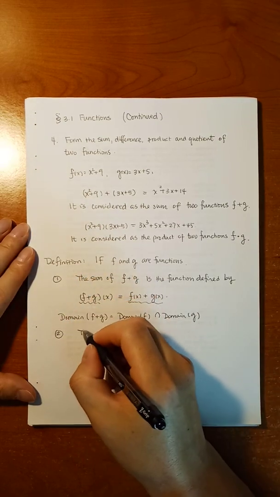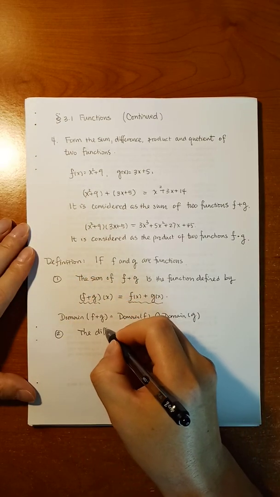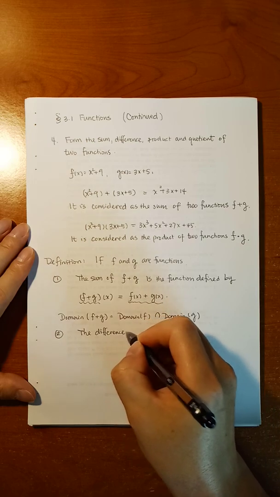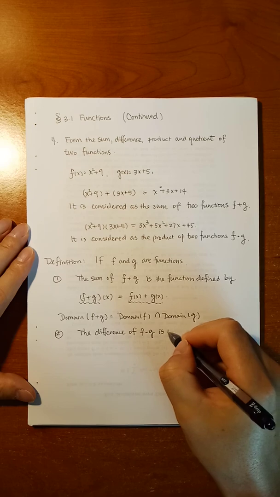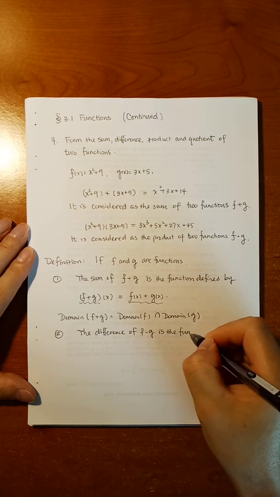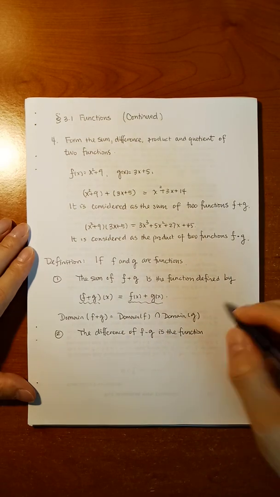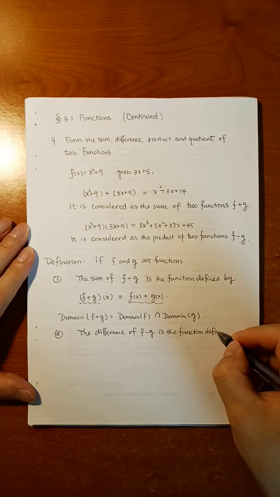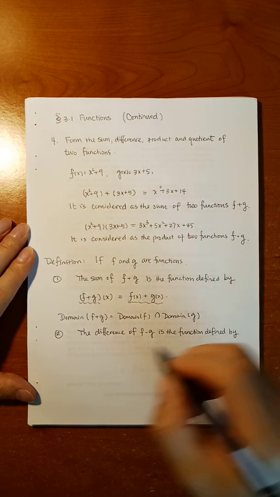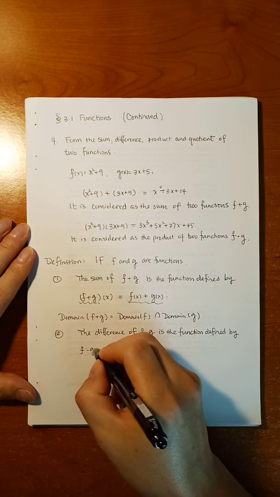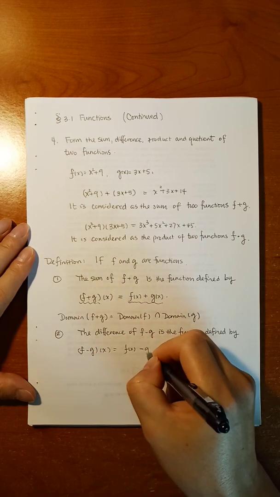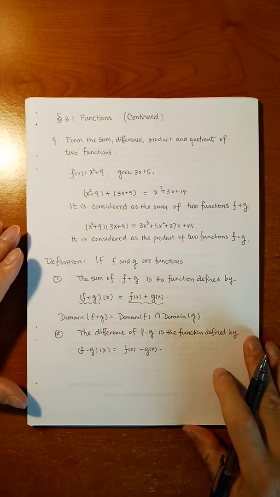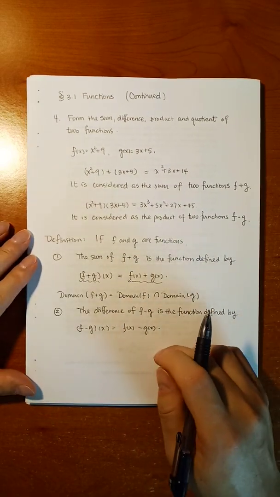The difference f minus g is the function defined in a similar way. (f minus g)(x) is f(x) minus g(x). We call it a pointwise difference.